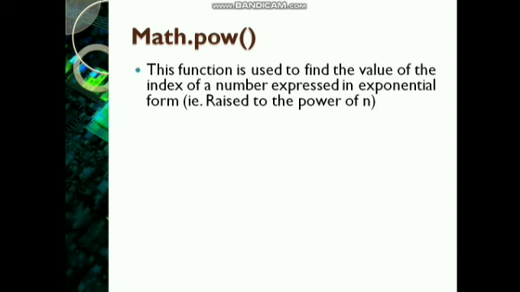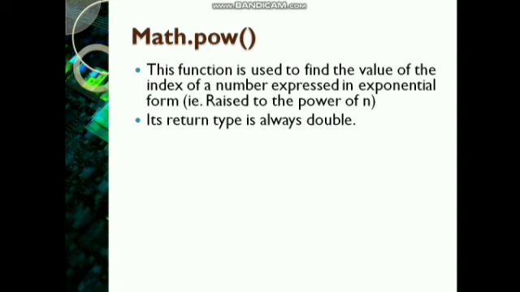We'll see the next function, math.power. This function is used to find the value of the index of a number expressed in exponential form. All of you know what exponential form is, that is raised to the power of n. For example, 5 to the power of 2 is 5 square, 5 to the power of 3 is 5 cube, that is 5 into 5 into 5. So that is raised to the power of n. Its return type is always double.